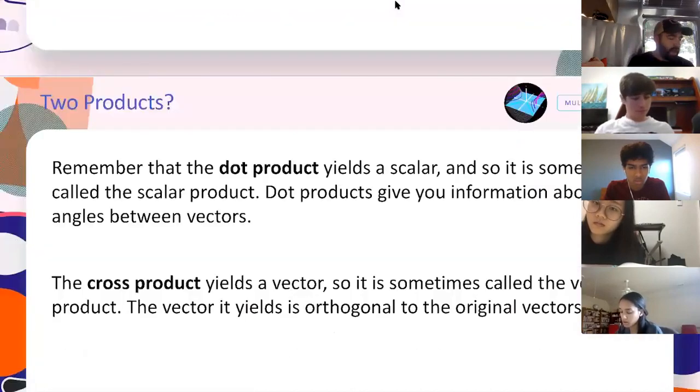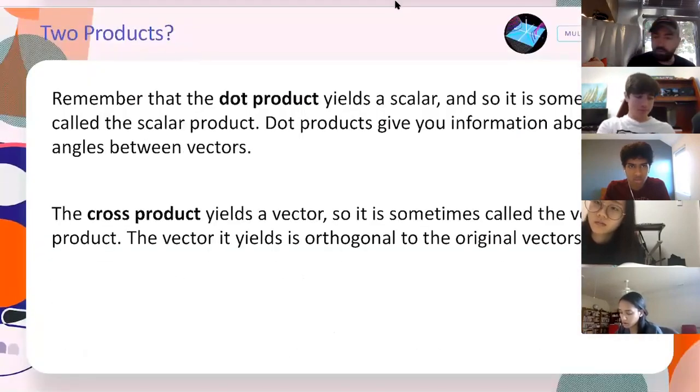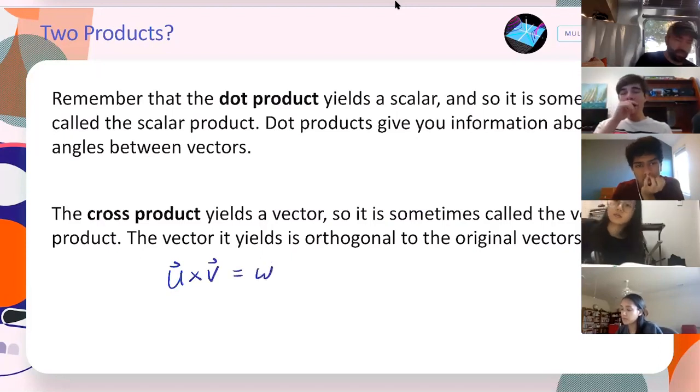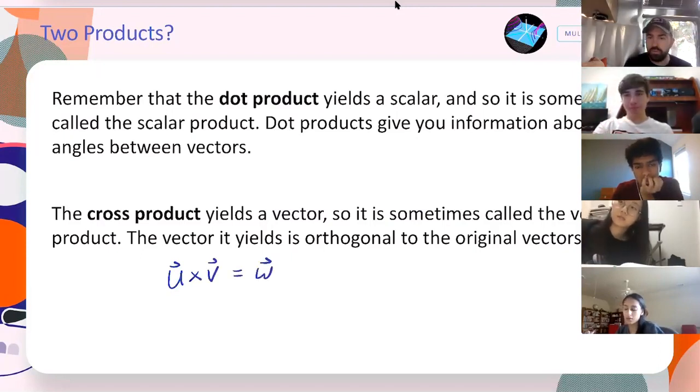Okay, so we have the dot product. It yields a scalar. Remember, it yields a number. Dot product gives you information about angles. Cross product will yield a vector. Sometimes it's called a vector product because it yields a vector, and that vector is orthogonal to the first two. So if I do a cross product, W will be orthogonal to both U and V. You'll have found a perpendicular vector.